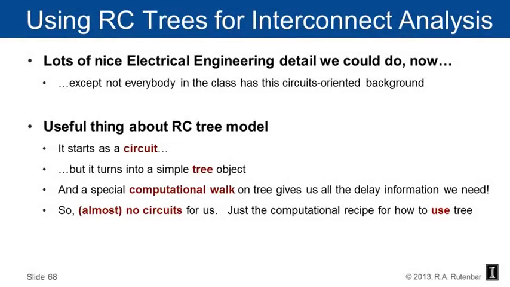So once we have the definition of the RC tree, we could actually do a lot of interesting analysis. One of the things we could do is some electrical engineering kind of detail, and I could actually derive at the circuits level the very interesting delay result we're just going to show. But since not everybody in the class necessarily has a circuits-oriented background, I'm just not going to do that. The really nice thing about the RC tree model is even though it starts as a circuit, it turns into a simple tree object. It's really a data structure. And there's a special computational walk on the tree that gives us all the delay information we need. So it is fair to say that there's really almost no circuits for us. There's just the computational recipe for how you use the tree. So let's go see how that works.